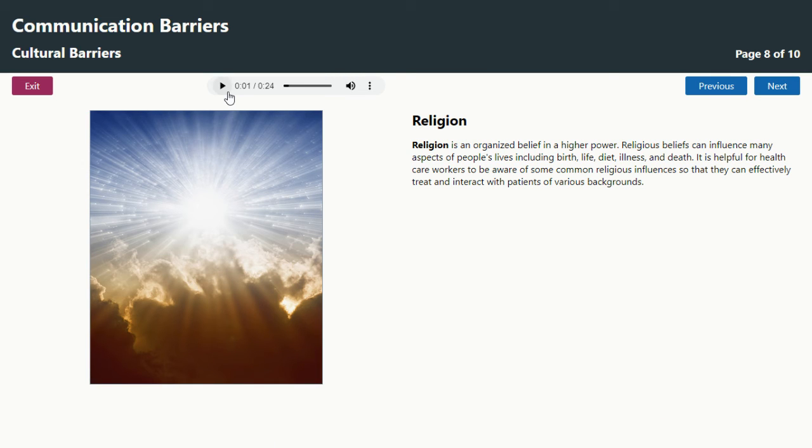Religion. Religion is an organized belief in a higher power. Religious beliefs can influence many aspects of people's lives, including birth, diet, illness, and death. It is helpful for healthcare workers to be aware of some common religious influences so that they can effectively treat and interact with patients of various backgrounds.